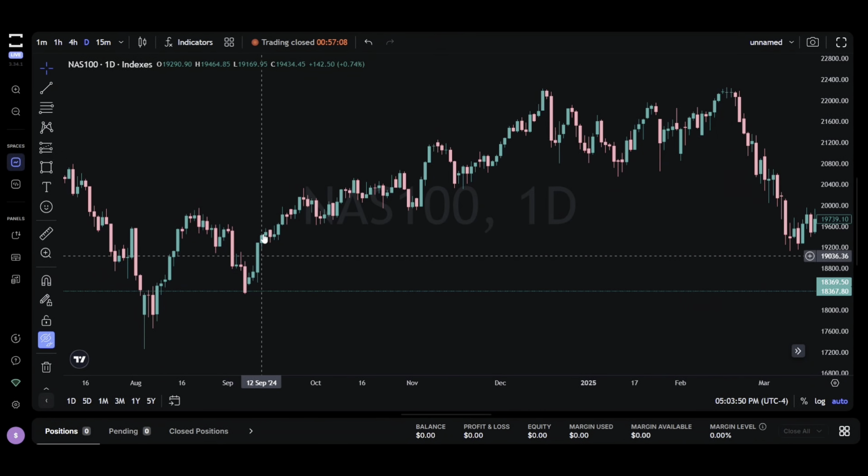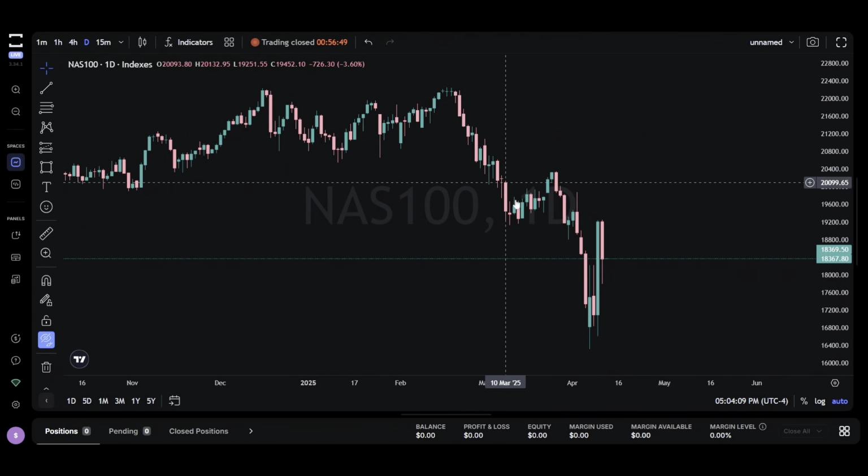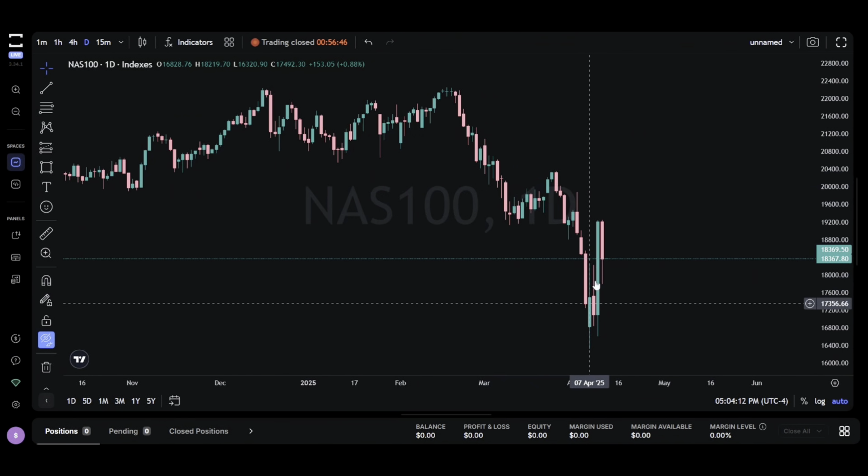Back on the daily, you see we had an uptrend. The market was in an uptrend. These are days. See, this is all the way back September 2024. So each candle is a day. The market's been moving up until February. And that's when our downtrend started.